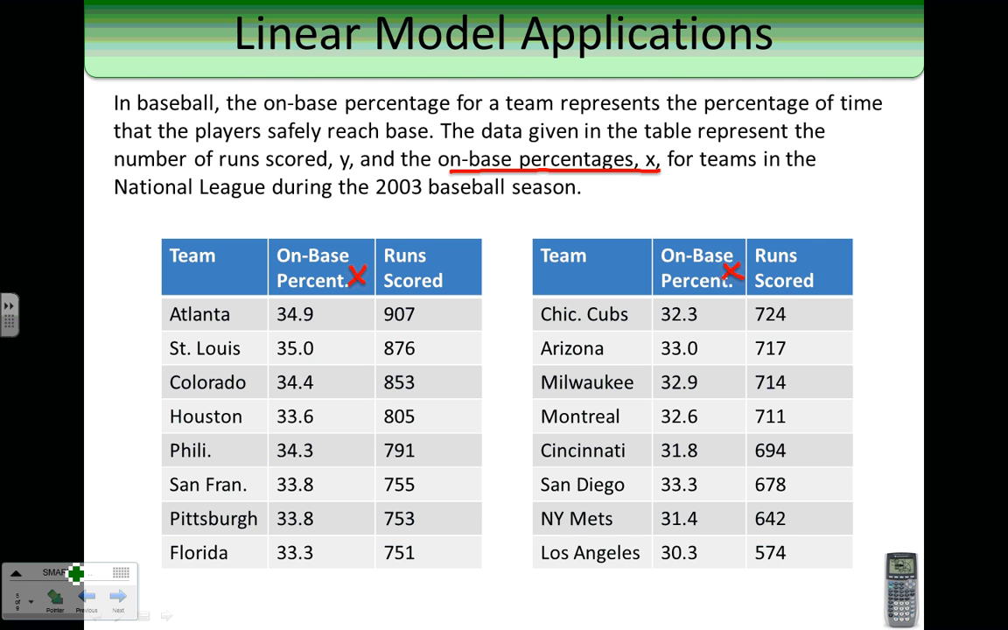Our Y value then is the number of runs scored. So we're trying to compare, if 34.9% of our players reached first base safely, does that have any correlation with the number of runs that were scored throughout the entire baseball season? Okay, so how does the on-base percentage compare to the number of runs scored in our season?